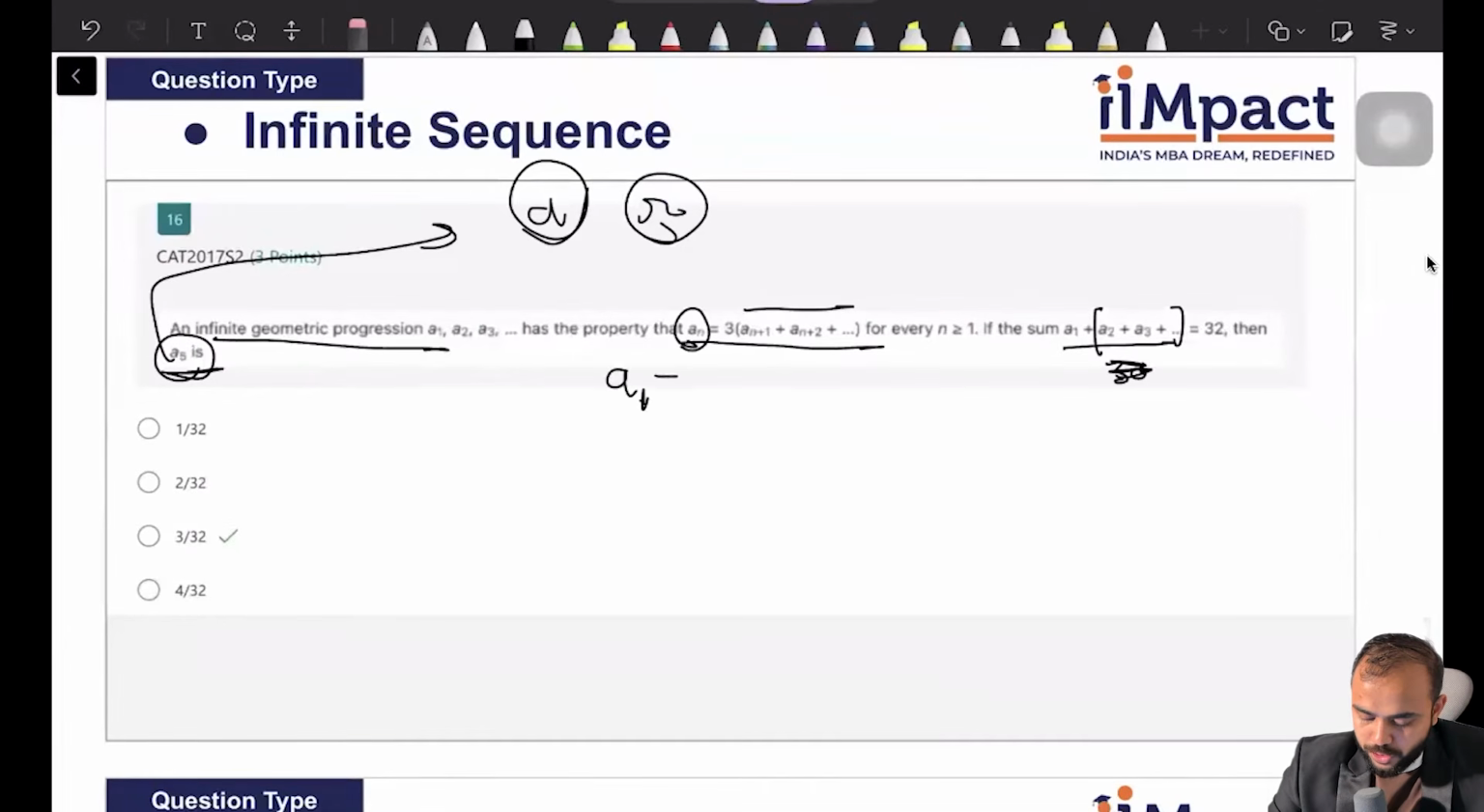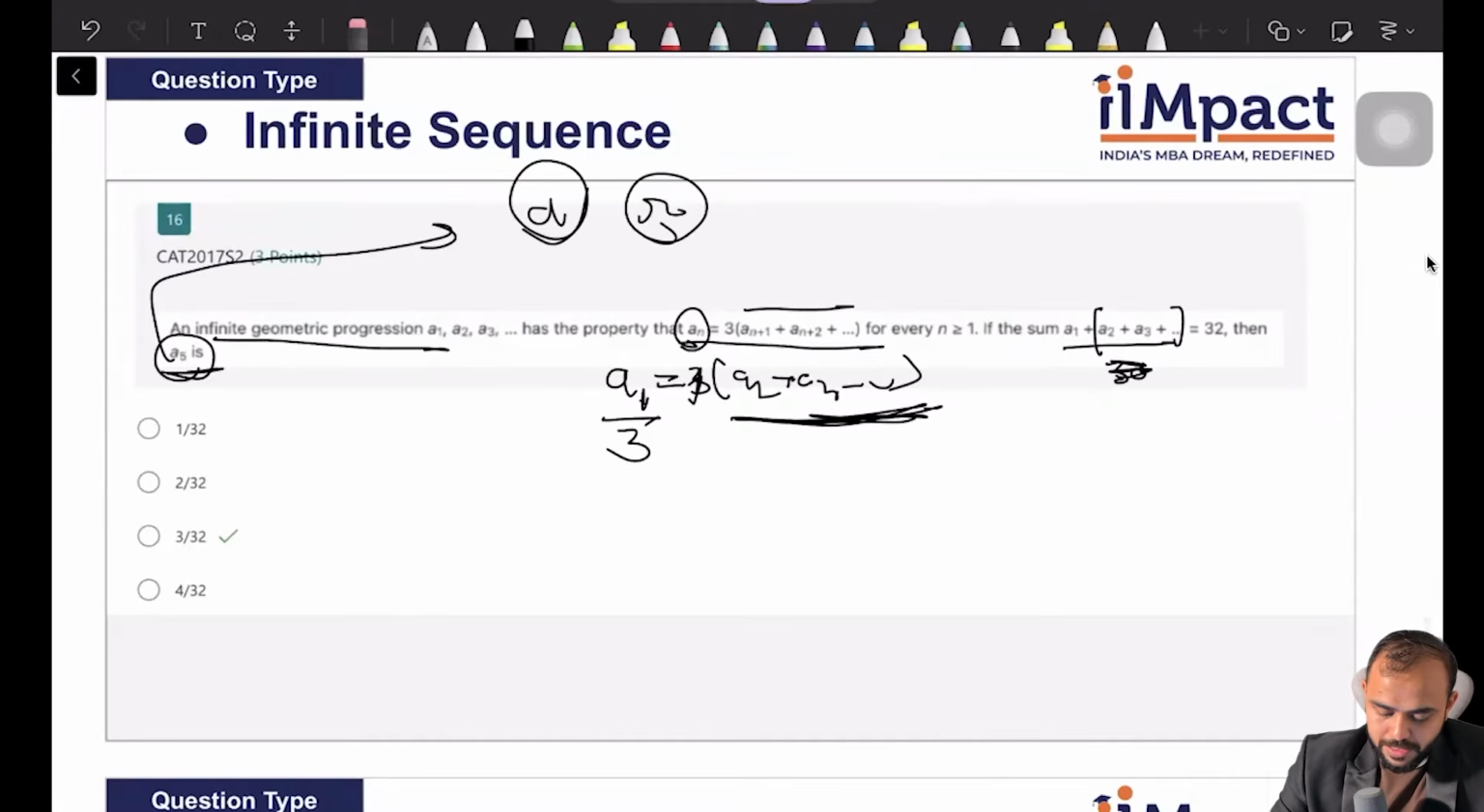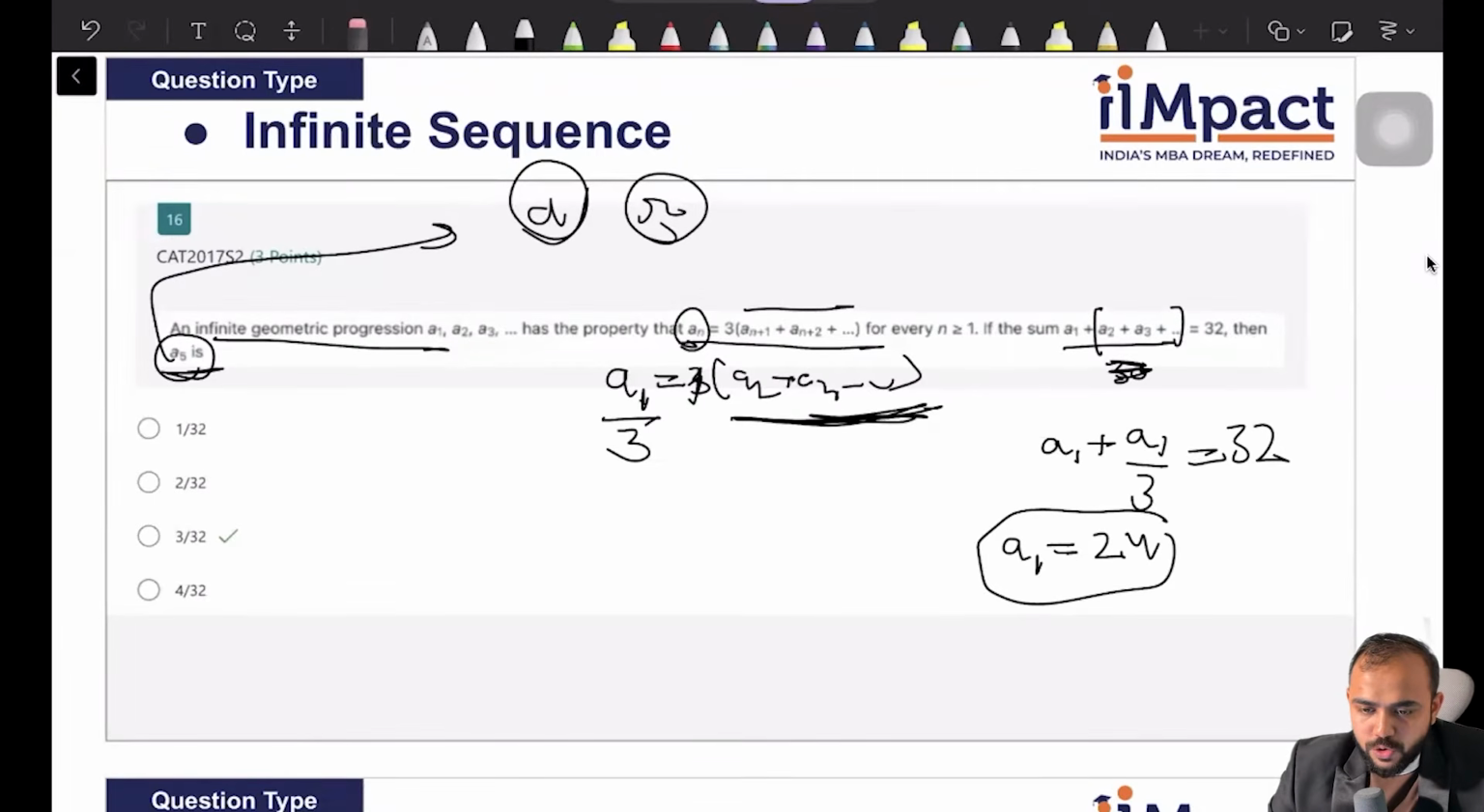A1 is going to be 3 times A2 plus A3 and so on, which means A2 plus A3 and so on is going to be A1 by 3, which means A1 plus A1 by 3 is equal to 32, which gives me 4A1 by 3 is equal to 32, or A1 is equal to 8 into 3, that is 24. Correct?